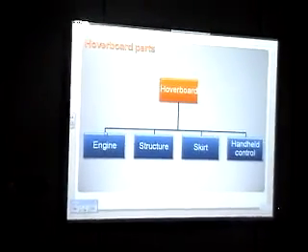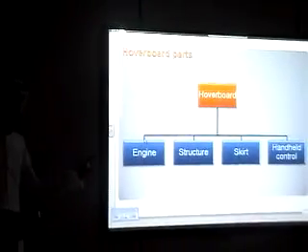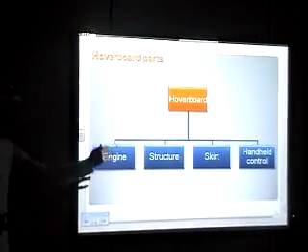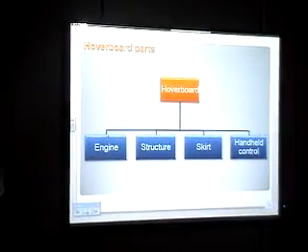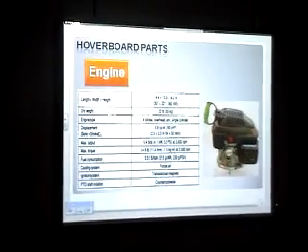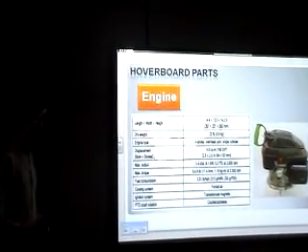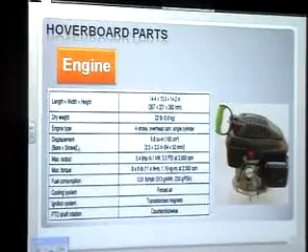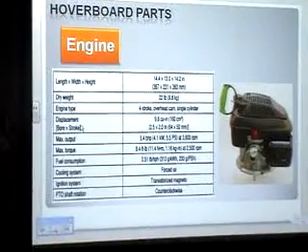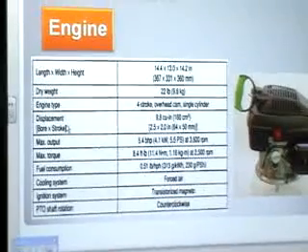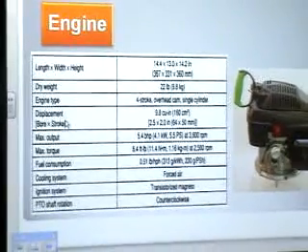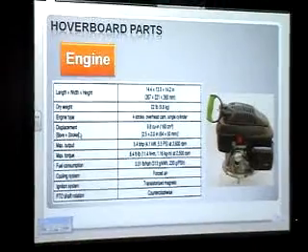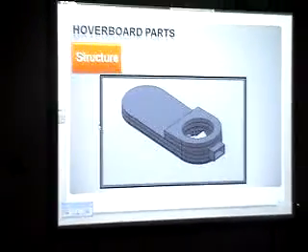Hoverboard consists of 4 main parts: engine, structure, skirt, and handle control. The number one is the engine, and its specification is shown in the table in detail. It has 4-stroke and 6 horsepower with the vertical shaft.